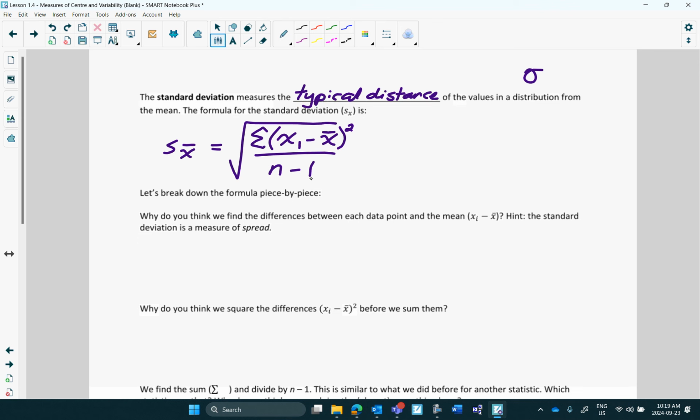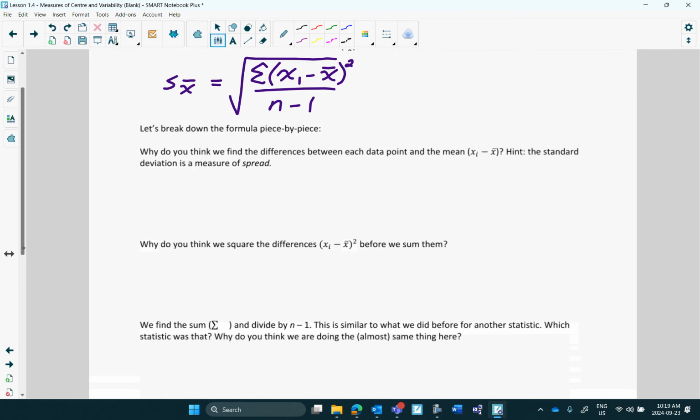So what does this mean? Let's just break this formula down. Okay. So why do you think we find the differences between each data point and the mean? So x1 minus x bar in the formula? Well, it's a measure of spread. That's the distance each value is from the mean.